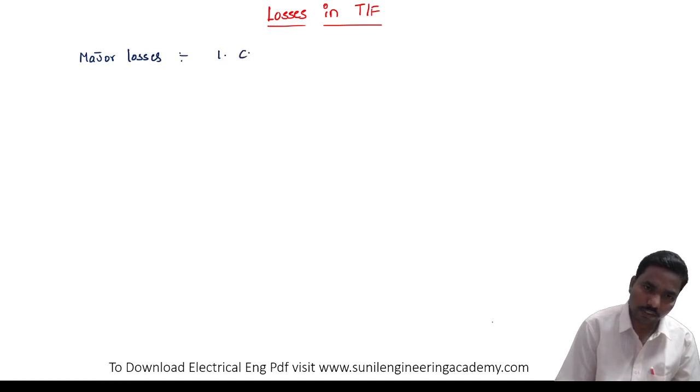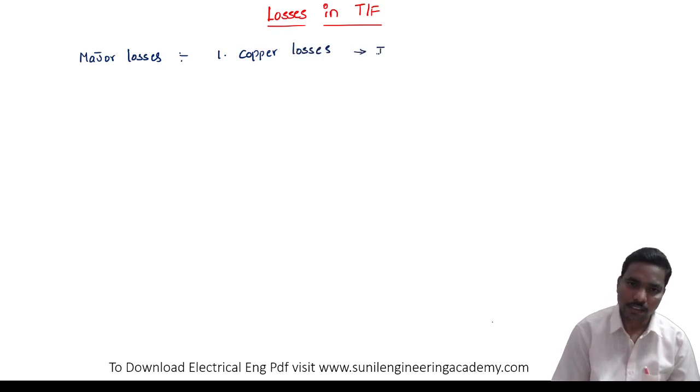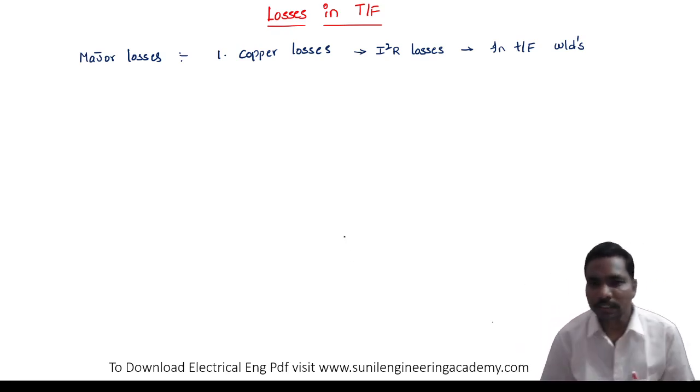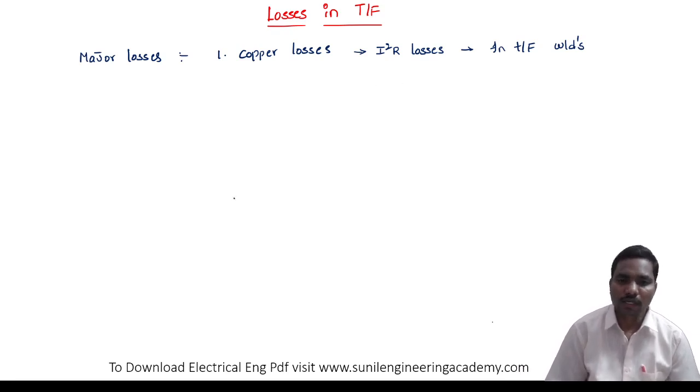The first one is the copper losses. These are nothing but I square R losses. This is generally in transformer windings. We are getting copper losses in transformer windings. In the winding, the current is flowing. Due to that, we are getting I square R losses.